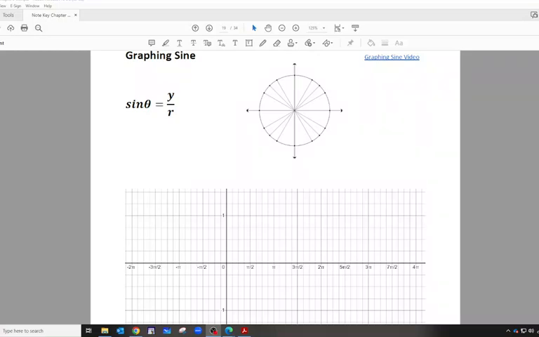All right, so now that we have learned the features of sinusoidal graphs, now we're going to break them apart and graph sine, cosine, tan, cotan, cosecant, and secant. So there's going to be a series of videos to watch.